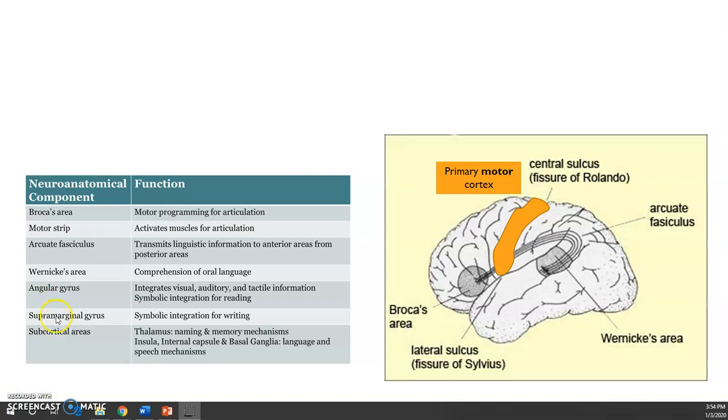And then we have 3 additional areas for integration for reading and writing and sensory information. So the angular gyrus, which helps integrate that visual, auditory, and tactile information for reading and writing. We have the supramarginal gyrus that's going to help with the symbolic integration for writing, so the ability to see and understand those graphemes or those letters on paper. And then we have subcortical areas like the thalamus for naming and memory. That also works with Wernicke's area. And then we have the insula, the internal capsule, and the basal ganglia, which are the language and speech mechanisms. I'm not going to test you so much on these different areas. It's just to illustrate how complex the language system is.